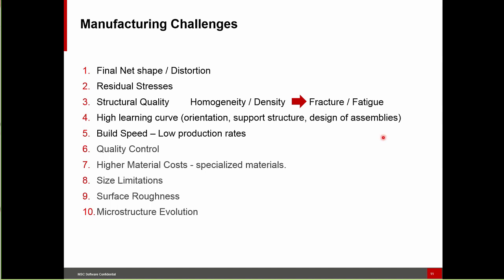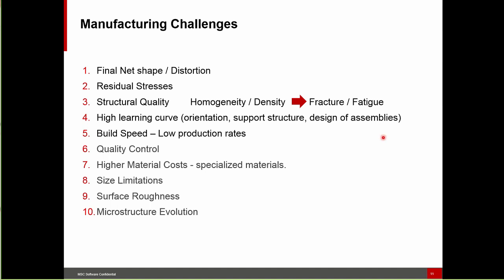Another area is the high learning curve. We have more experience with methods such as milling and forging than we do in additive manufacturing. Some of these machines have a large number of parameters that we can choose from, up to 200. What is the orientation that we want the parts? What is the support structure? What is the power that we want to apply? What is the material, etc.